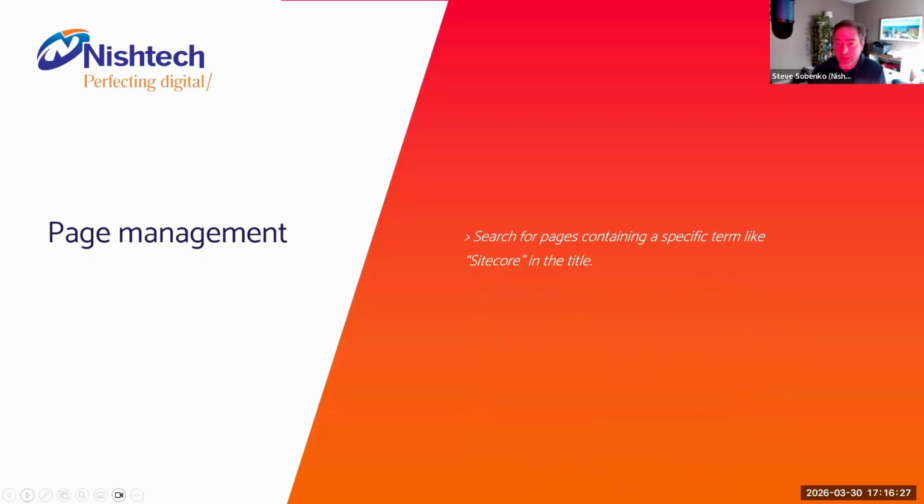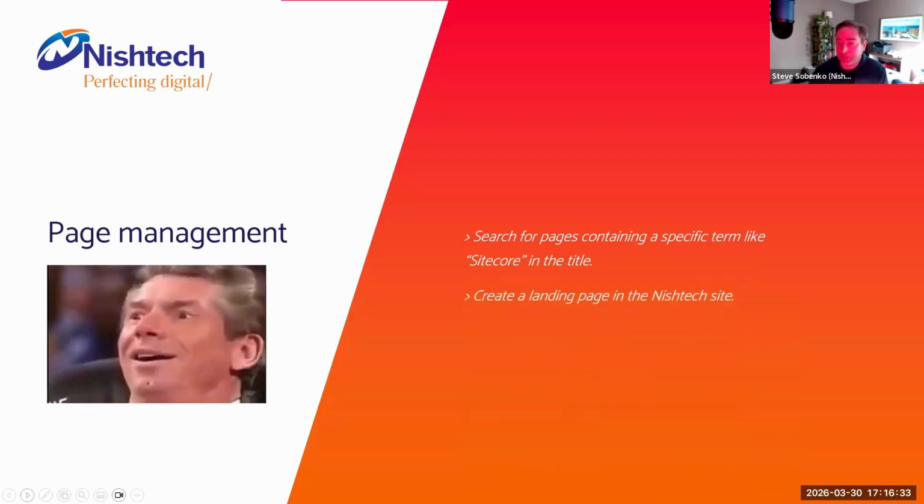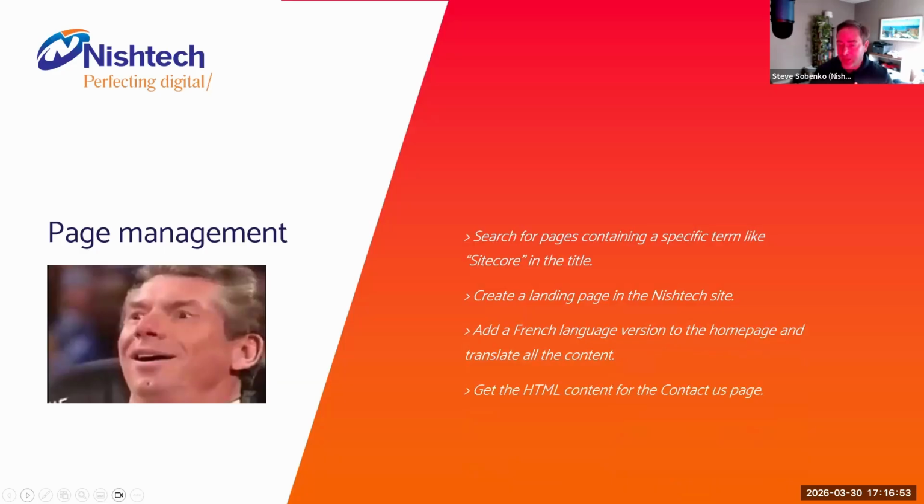You can do page management. You can search pages containing Sitecore in the title. You can create content based on templates or branch templates that you might have. You can create content, like adding an entire French language version to the homepage and translating it from that content at a page level. You can get the HTML for a page so that you can maybe read it, tweak it, or audit it.